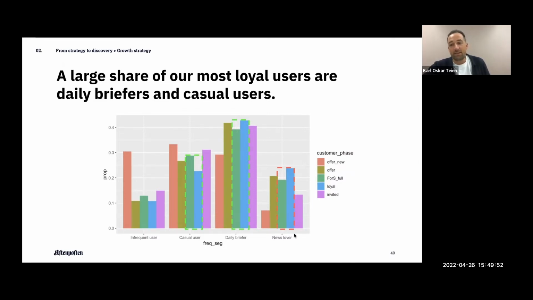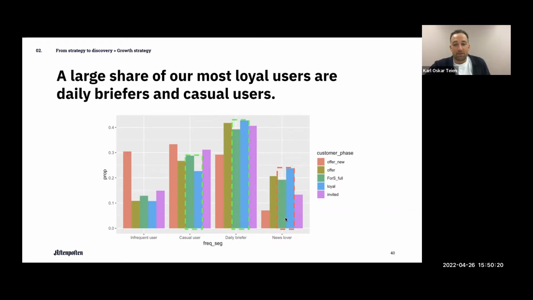And then we looked within that, what is the share of users that are now loyal subscribers, so users that have paid more than 3 full price invoices, to users that have their first subscription ever with us. We call that offer new. So they're in this offer phase. It's a heavily discounted price.